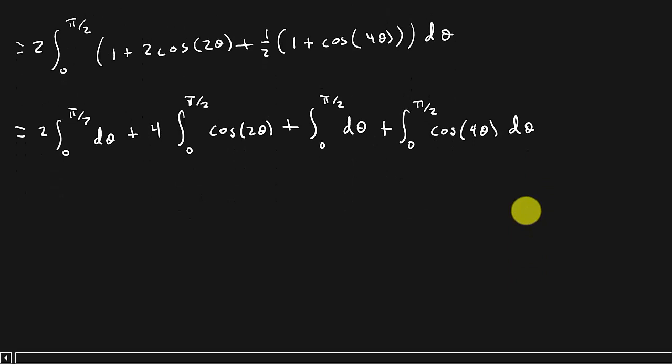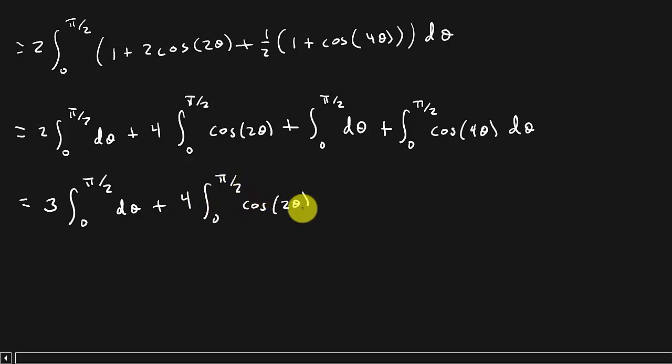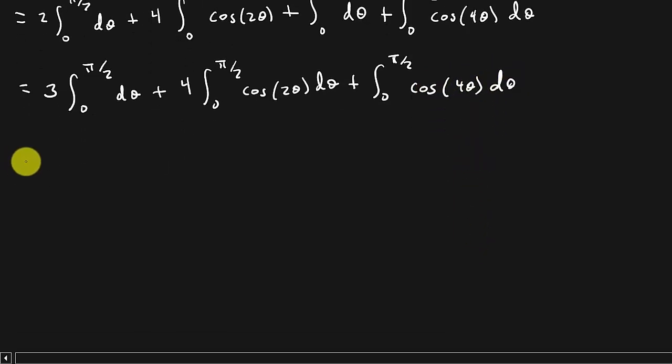All right, and I could actually combine these two. You see that? That would be 3 times the integral from 0 to pi over 2 of d theta. I could do that, so let's just go ahead and do that. So that's going to be 3, 0 to pi over 2 d theta plus 4 integral 0 to pi over 2 cosine 2 theta d theta plus 0 to pi over 2 cosine 4 theta d theta. All right, so let's integrate. This one's easy, okay?